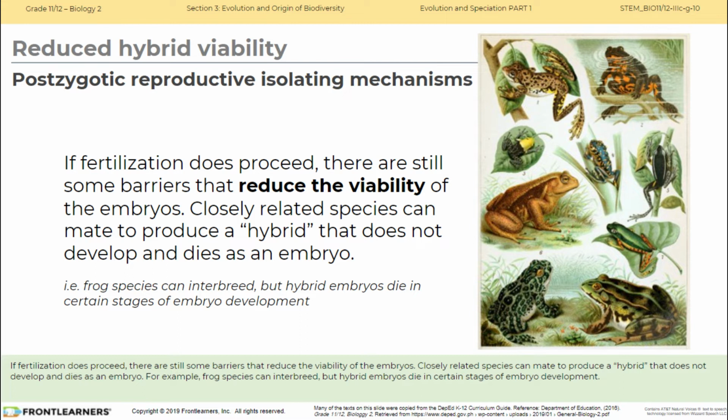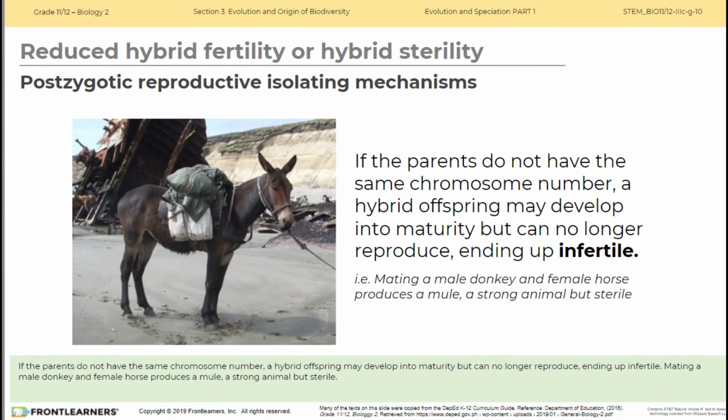Sabihin natin, after ng mating, nakaproduce sila ng hybrid. But for some time, that embryo cannot develop. They will still remain as embryo lang. Next is we have reduced hybrid fertility or hybrid sterility.